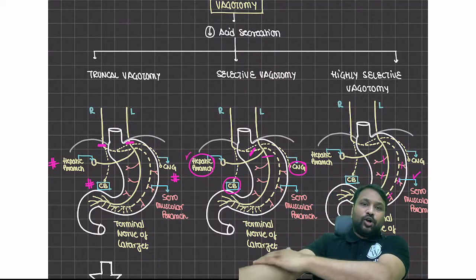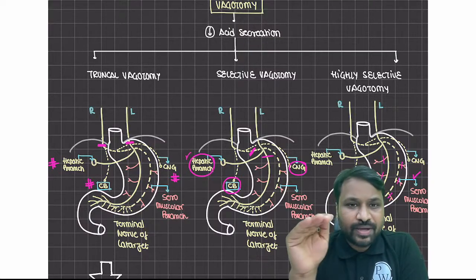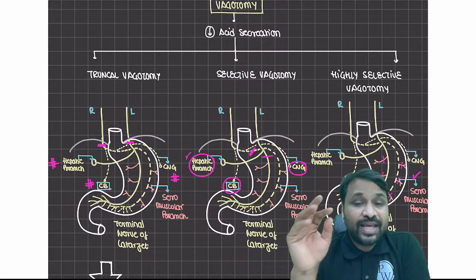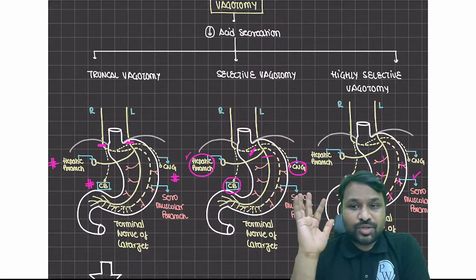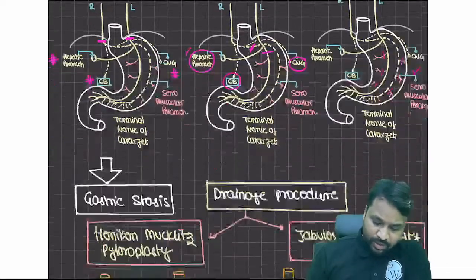ठीक है, तो वेगोटमीज के 3 टाइप्स हो गए, ट्रंकल, सिलेक्टिव, हाईली सिलेक्टिव. ट्रंकल में बताया जस्ट बिलो द डायफ्राम, ट्रंक पे लाइगेट कर दिया. सिलेक्टिव में मेजर ब्रांचेस प्रिजर्व कर ली. हाईली सिलेक्टिव में सिर्फ सीरोमस्कुलर ब्रांचेस को लाइगेट किया है ताकि you will be able to only compromise the supply to the stomach and not cause the complications.